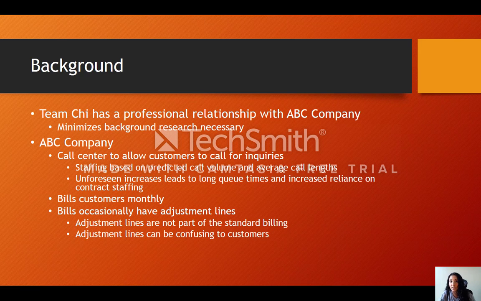ABC Company does bill their customers monthly, and those bills occasionally have adjustment lines. So those adjustment lines are anything that are not standard on the bill. And so sometimes those lines can be confusing to customers, hence leading them to call into the call center for clarification.